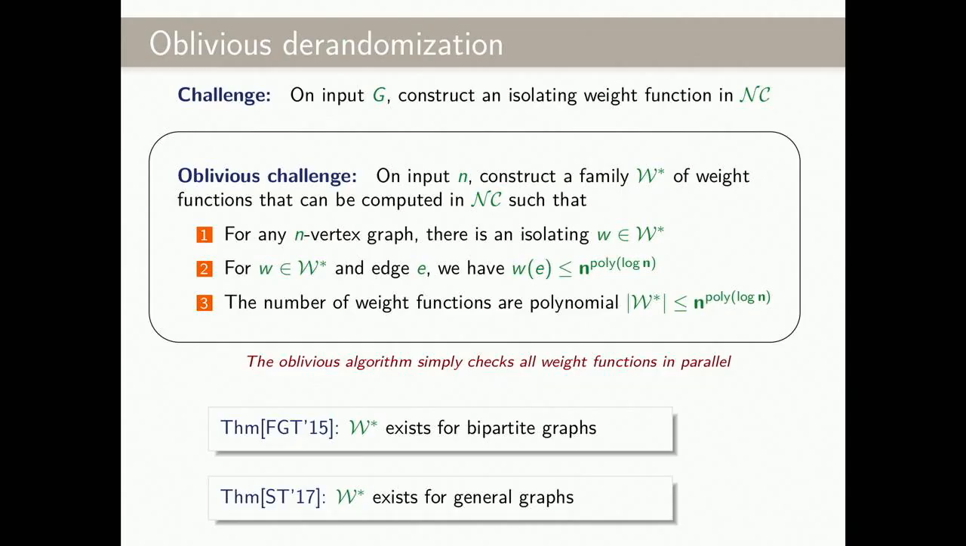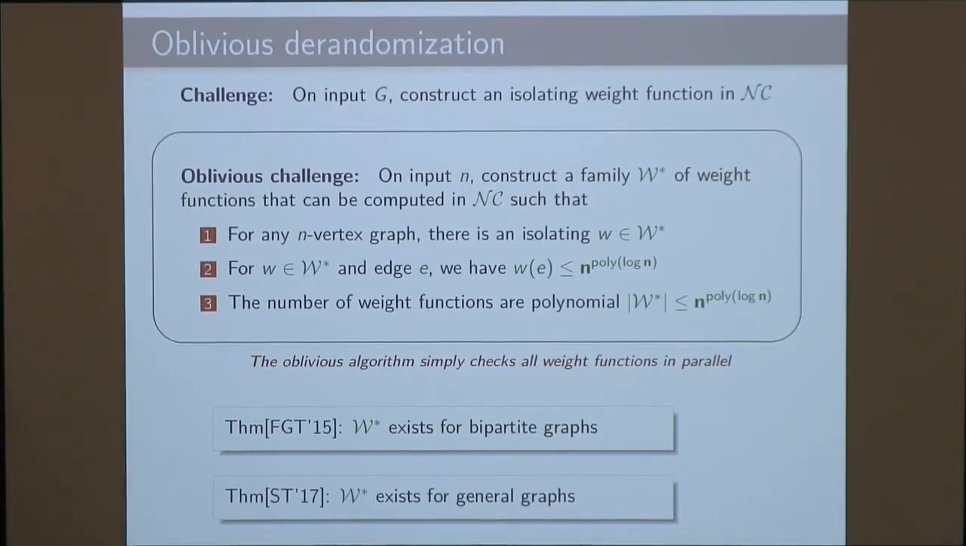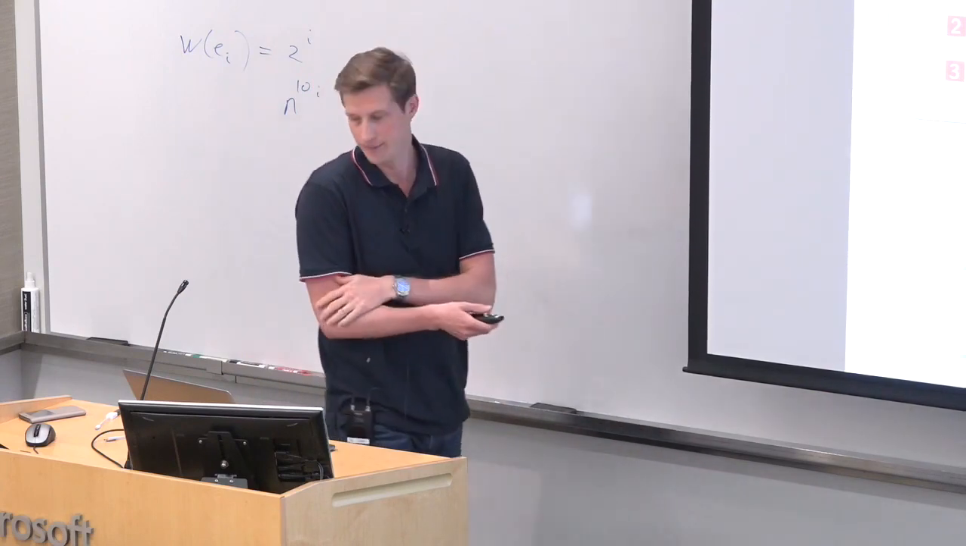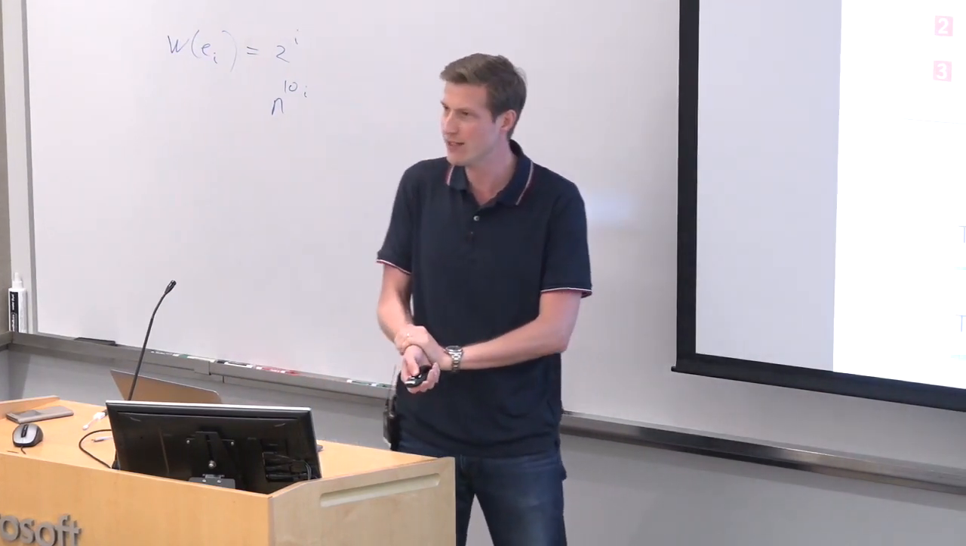So what we do is, instead of poly n, quasi-polynomial, and that's where quasi-NC comes into play. Okay? That's what they prove for bipartite graphs, and that's what we prove for general graphs. That such a family exists, and you can construct it in NC without even looking at the graph. Any questions? So that's the goal.